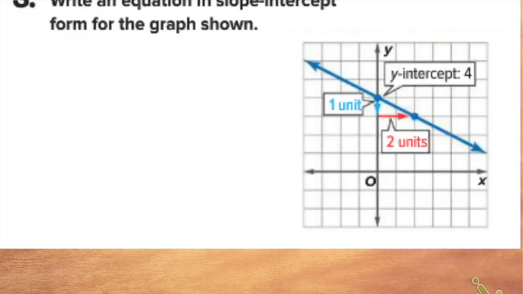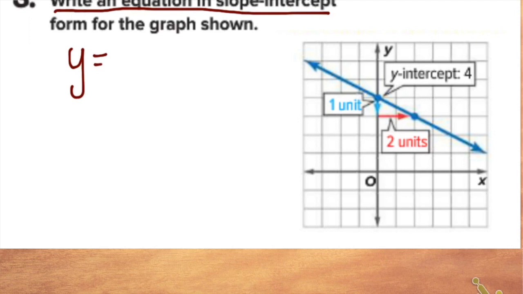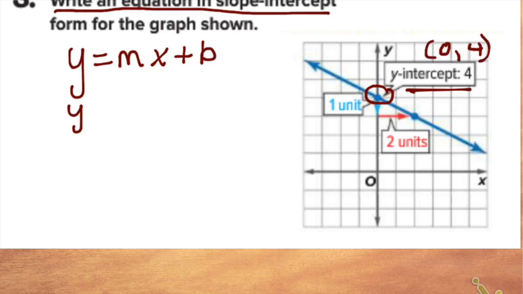So if we look at number 3, we're asked to write an equation in slope-intercept form. So we're going to start with y equals mx plus b, because that's slope-intercept form. Then we look at the line on the graph. The easiest to find is the y-intercept, because that's at the point (0, 4), and so we're going to plug in 4 for the b value.